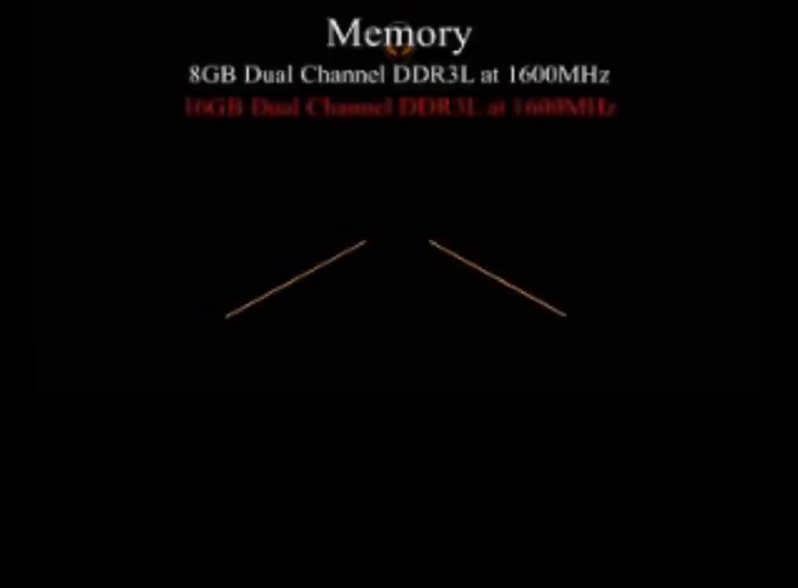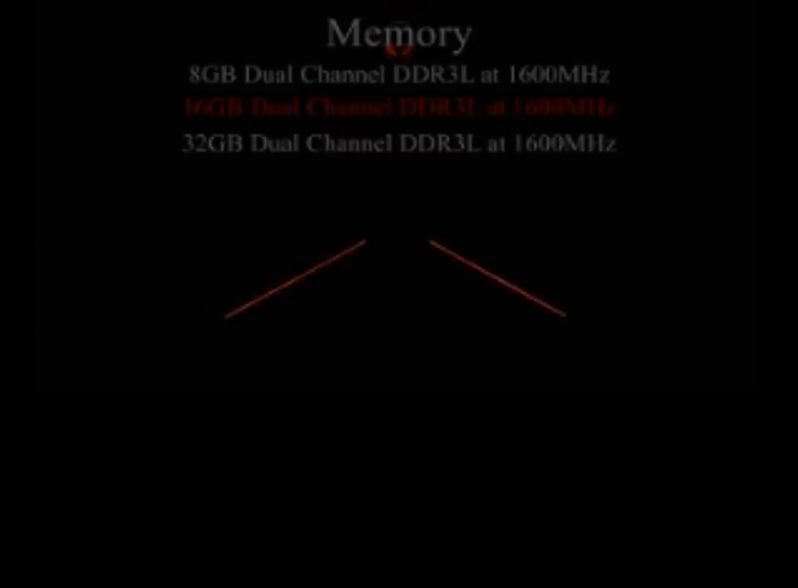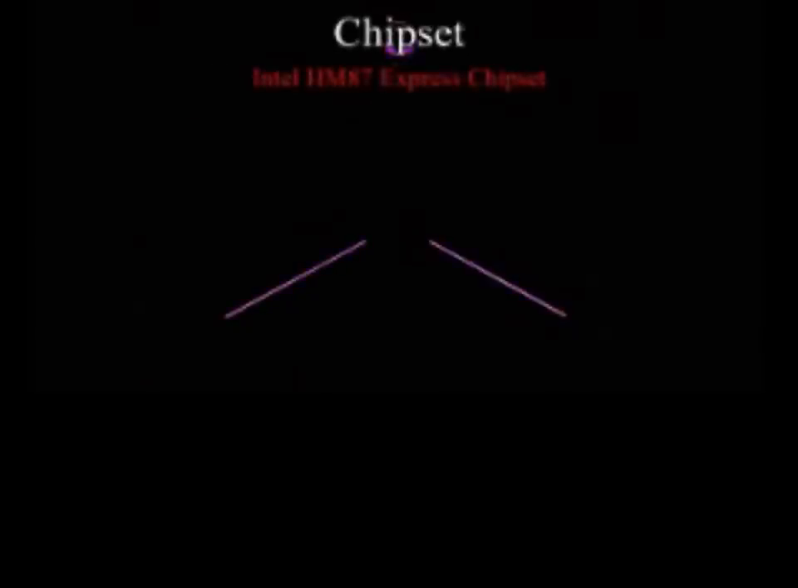For memory, each option is dual-channel DDR3L at 1600 MHz. You can choose 8GB, 16GB, or 32GB. The chipset is an Intel HM87 Express chipset. For the video card, you can choose amongst NVIDIA GeForce GTX 700 series video cards. You can choose the 765M with 2GB of memory, the 770M with 3GB of memory, or the 780M with 4GB of memory. There are three options for the display, and each is 17.3 inches.